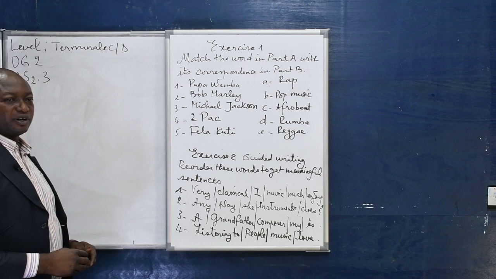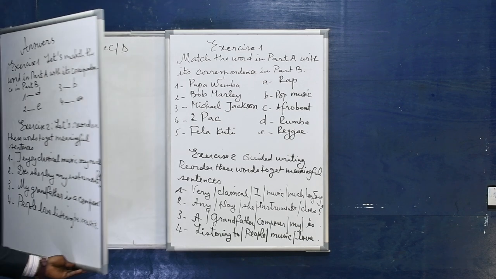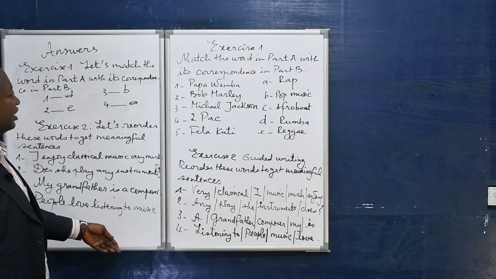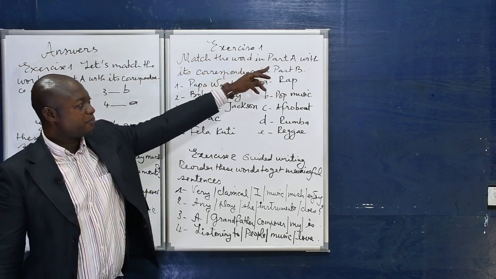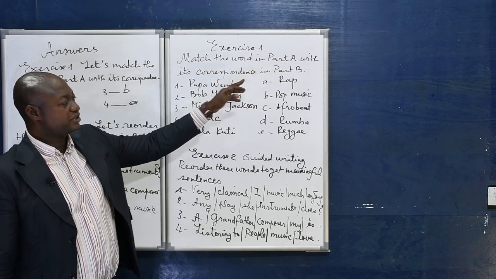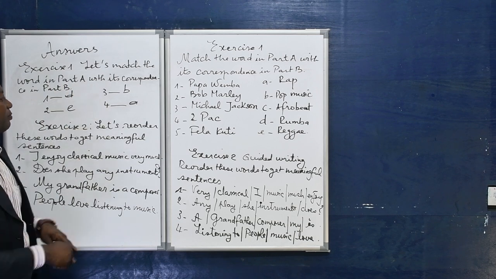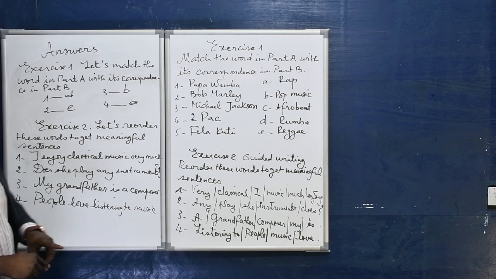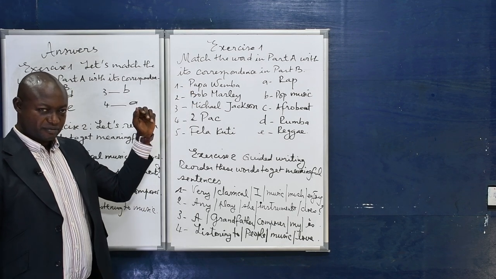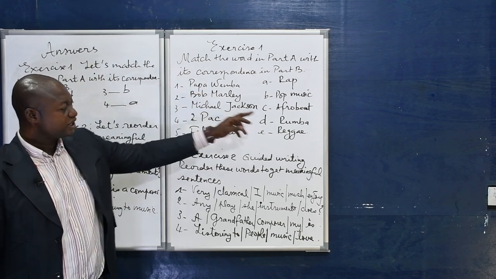Okay, let's give answers. As far as the first exercise is concerned, the instruction is clear. La consigne est claire. Match the word in part A with its correspondent in part B. See here, Papa Wemba. Papa Wemba, the correspondent is rumba.